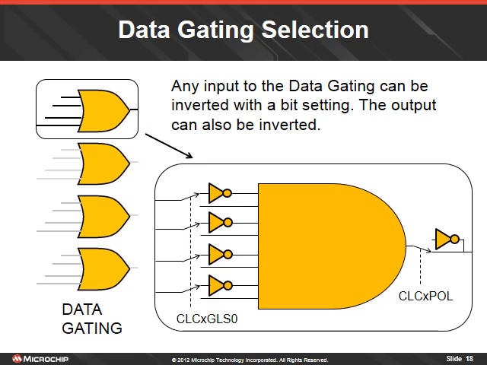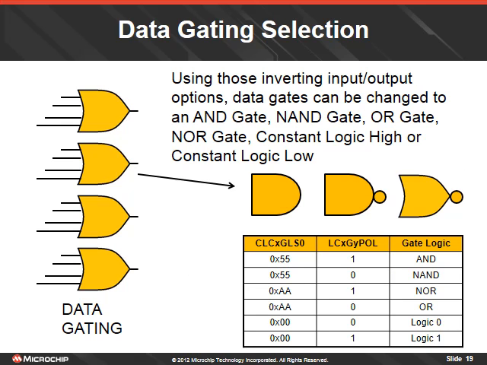Each input to a data gate can be individually inverted or not inverted. The output can also be inverted or not inverted. This allows these gates to be converted to act as other types of digital gates. The setting of bits within the CLC GLS0 register and the CLC POL register control the gate selection. Using the inverting input and output options, these gates can be created: an AND gate, a NAND gate, a NOR gate, and an OR gate. The gate can also be set to output a constant logic 0 or logic 1.